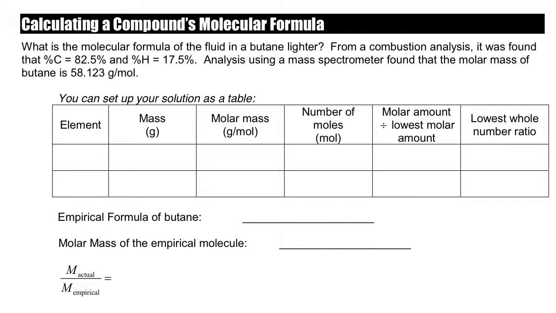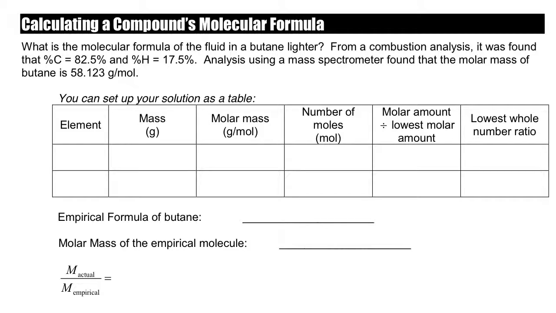So we're talking about the fluid in a lighter. Somebody analyzed it using a combustion analysis, and the instrument showed the percent composition. So we know that this substance is 82.5% carbon and it's 17.5% hydrogen. That same sample was put into a mass spectrometer, which determined the molar mass. So the molar mass of the sample was 58.123 grams per mole. So that's enough information to figure out the actual molecular formula.